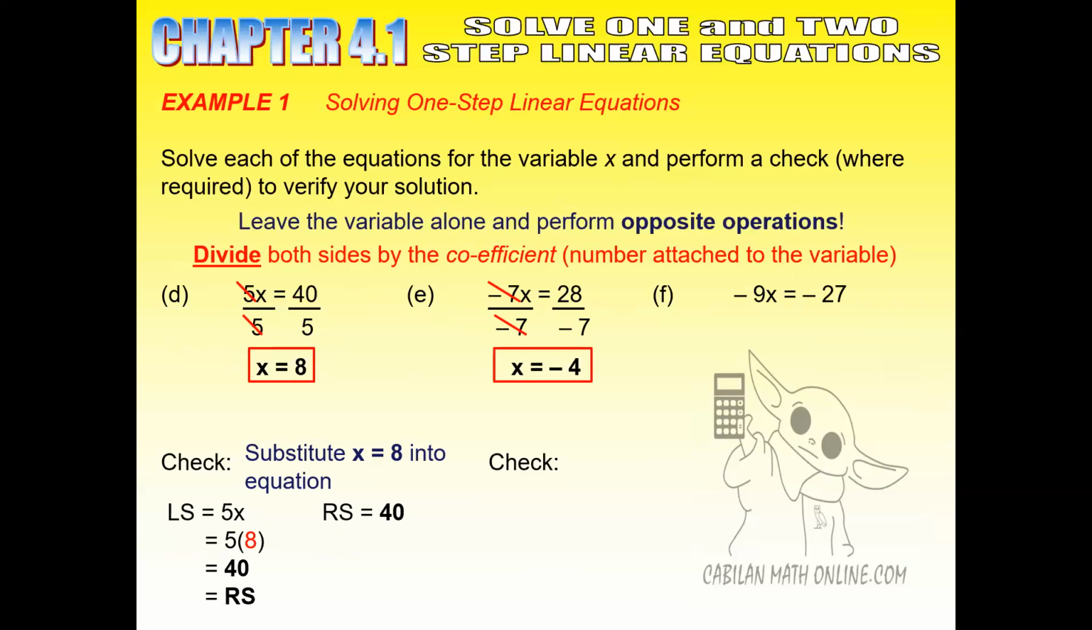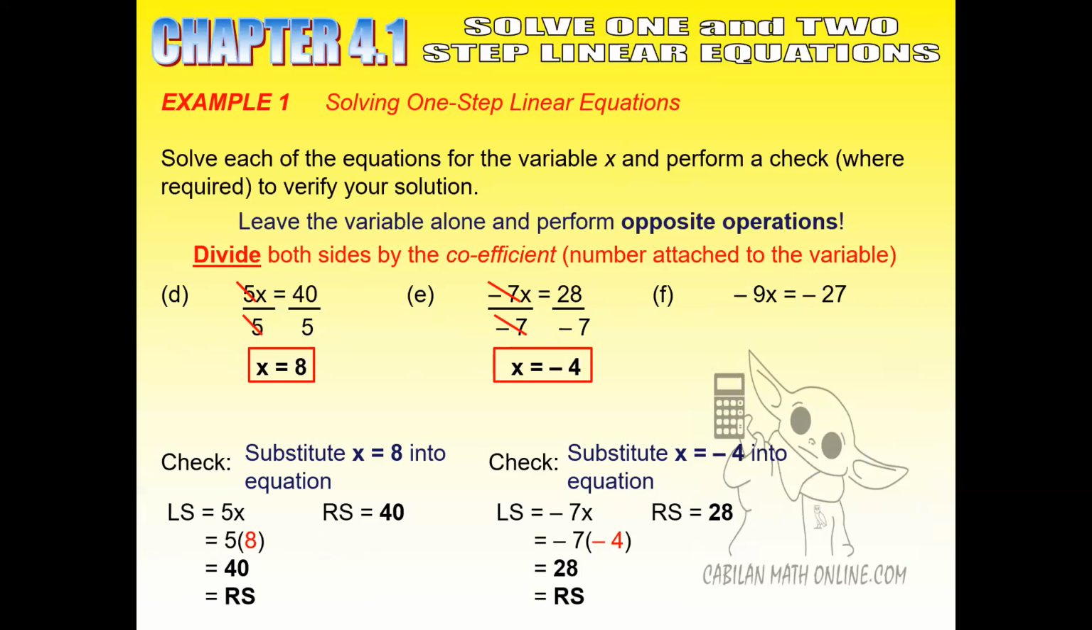All right, and let's do a check for this one by substituting x equals negative 4 into the left side and the right side. Well, specifically this one's just going to be the left side. So the left side here is negative 7x, and the right side here is 28. So when we substitute the negative 4 in for the x, that will give us negative 7 times negative 4, which gives us positive 28, okay, which is the right side.